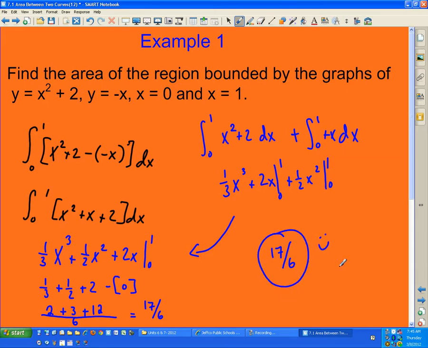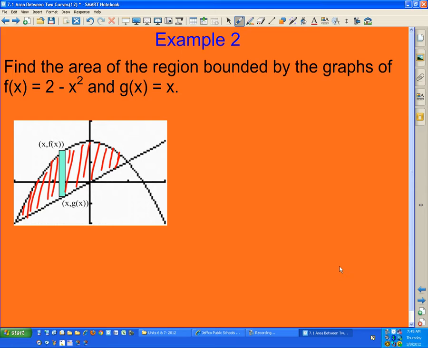Alright, so here's another example that we have up here. Since I have my graphs, I know which one's the upper curve and which one's the lower curve, so I'm just going to subtract first and then integrate. The difference from the previous example is that there they gave us the endpoints where we're integrating to and from.